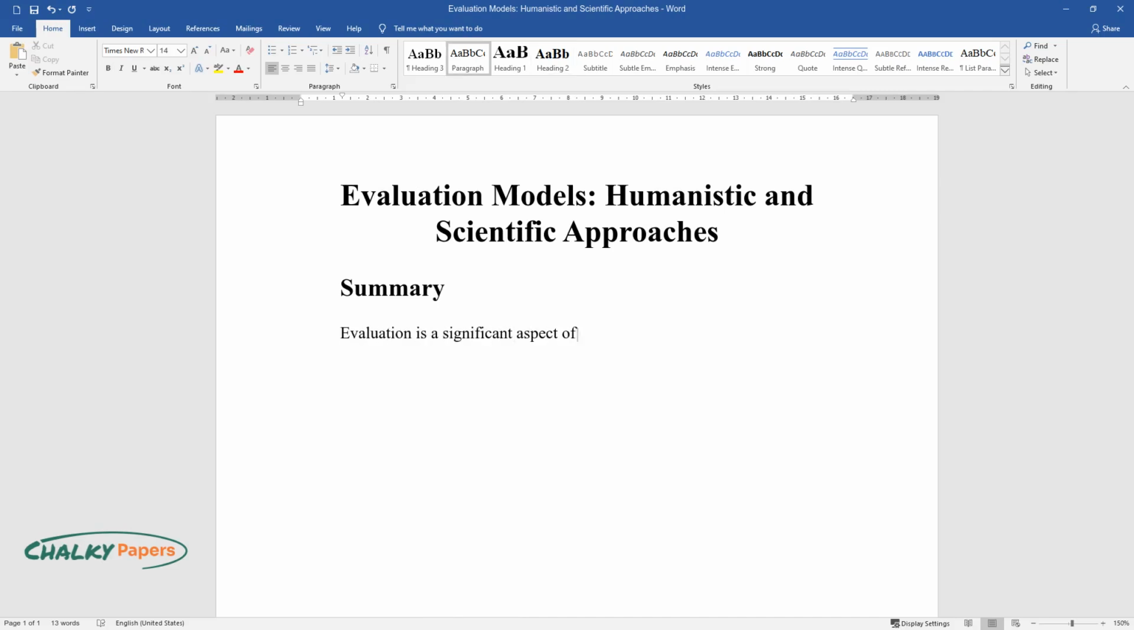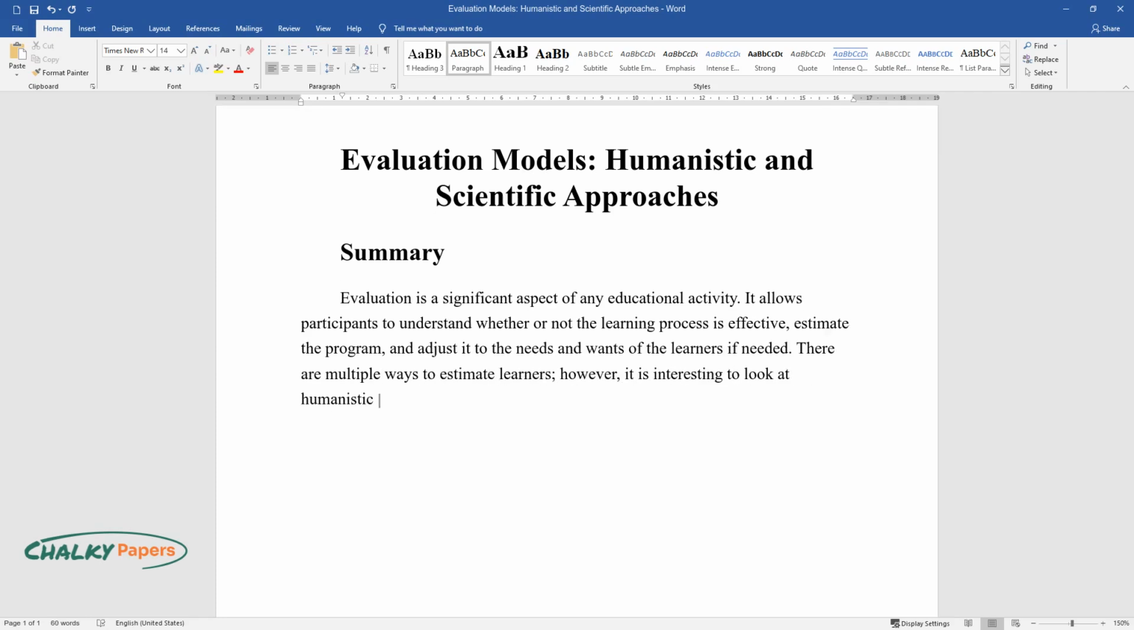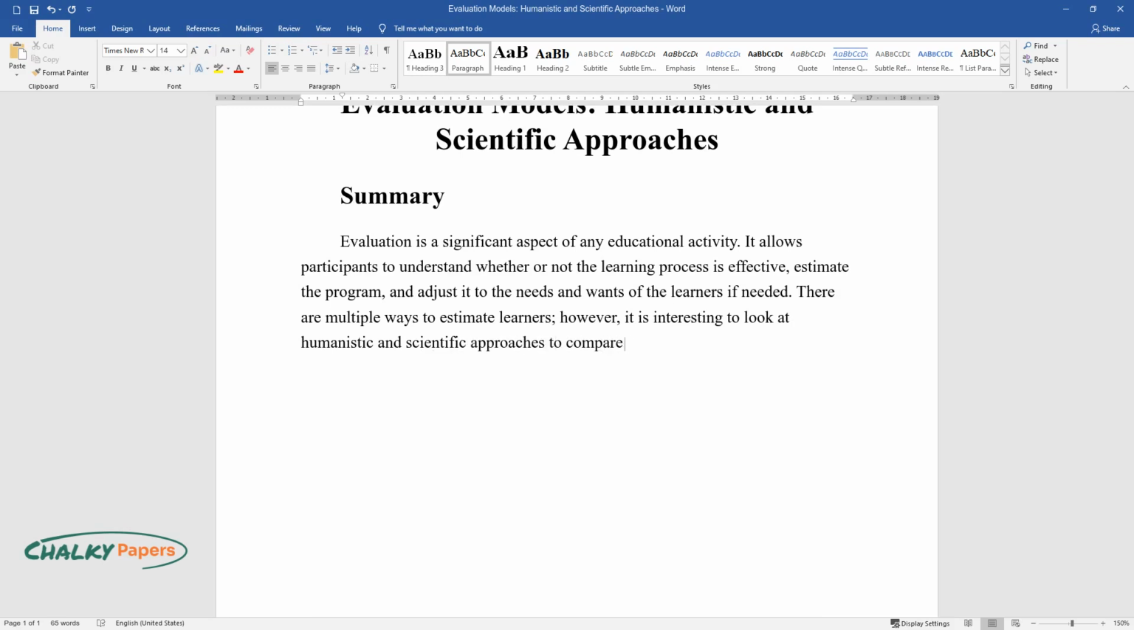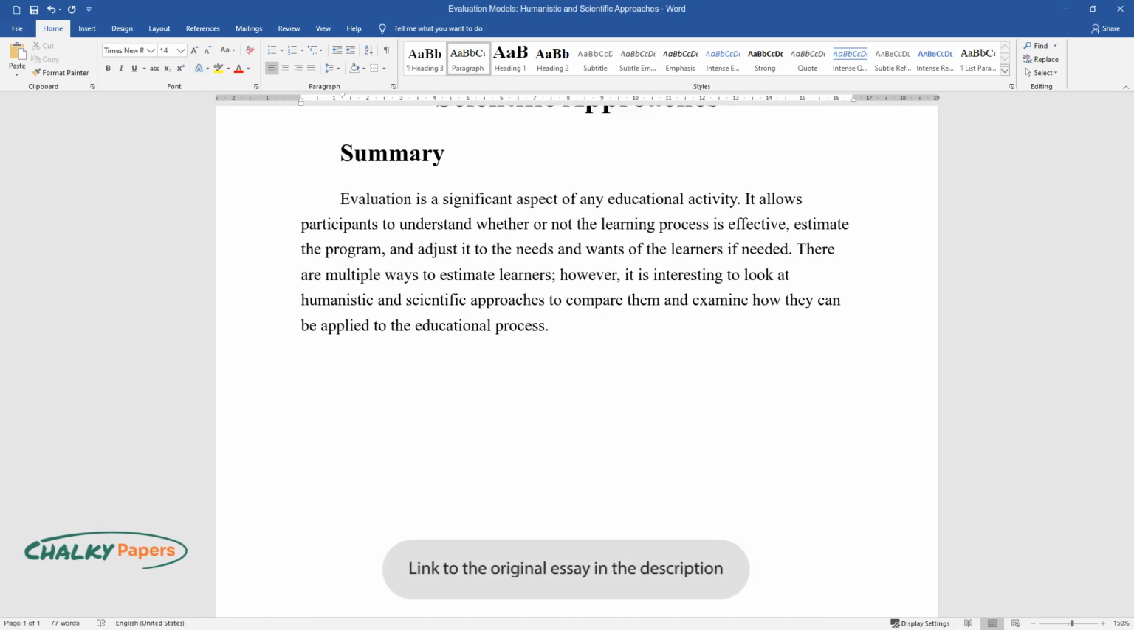Evaluation is a significant aspect of any educational activity. It allows participants to understand whether or not the learning process is effective, estimate the program, and adjust it to the needs and wants of the learners if needed. There are multiple ways to estimate learners. However, it is interesting to look at humanistic and scientific approaches to compare them and examine how they can be applied to the educational process.